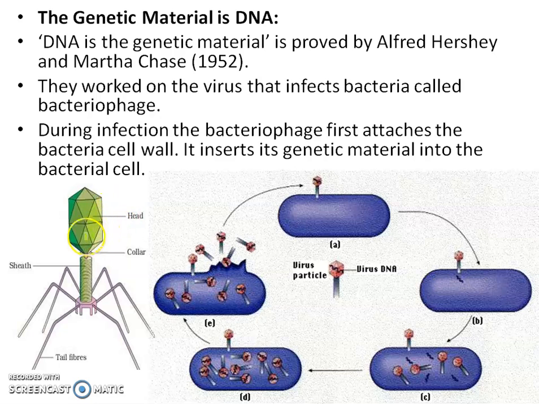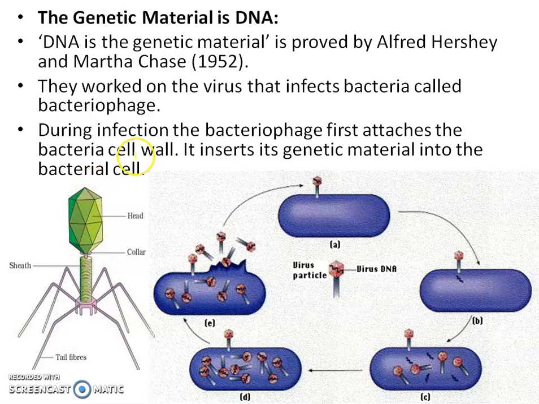Now what is the structure of the bacteriophage? This one is a protein capsule. It has a sheath, and below are the tail fibers. And inside this protein capsule, only a coiled DNA is there. There is nothing else in this bacteriophage virus, only protein and DNA.